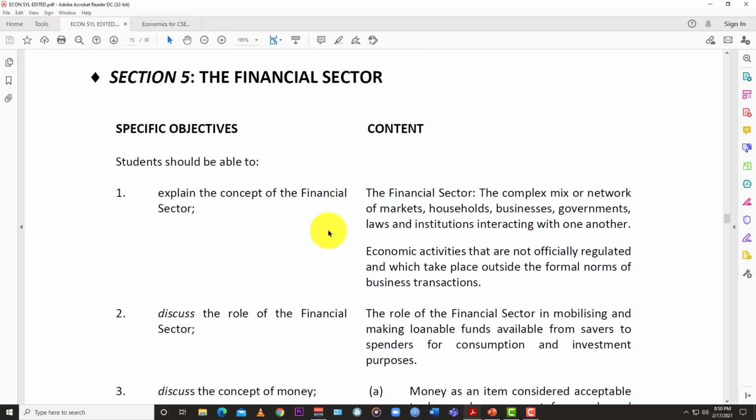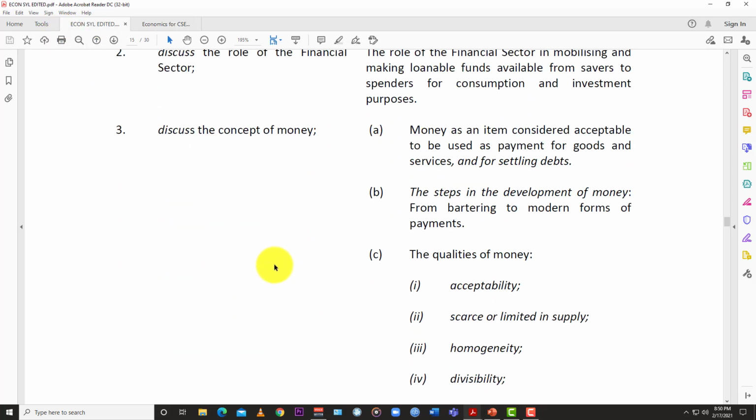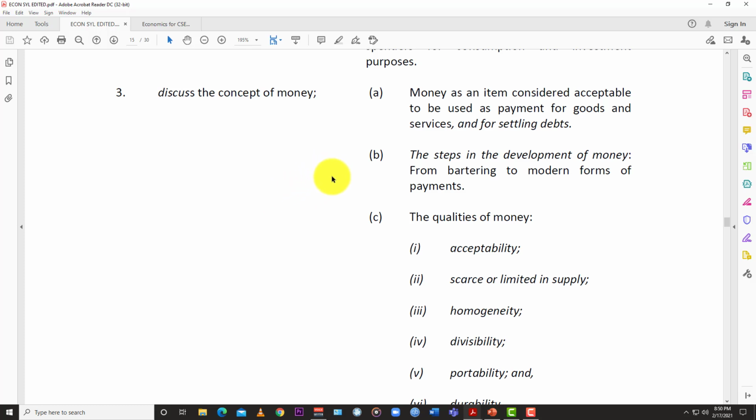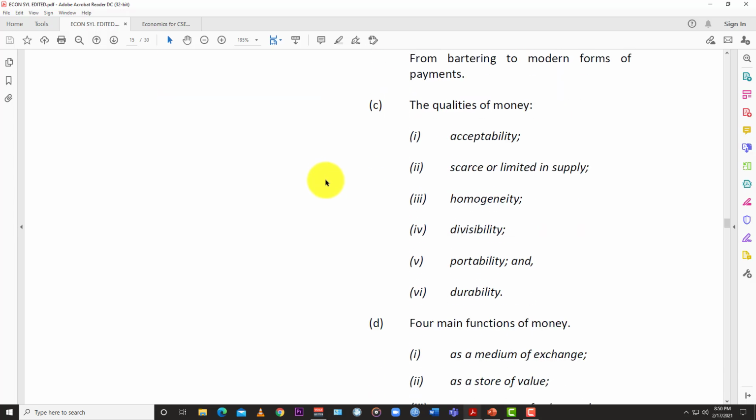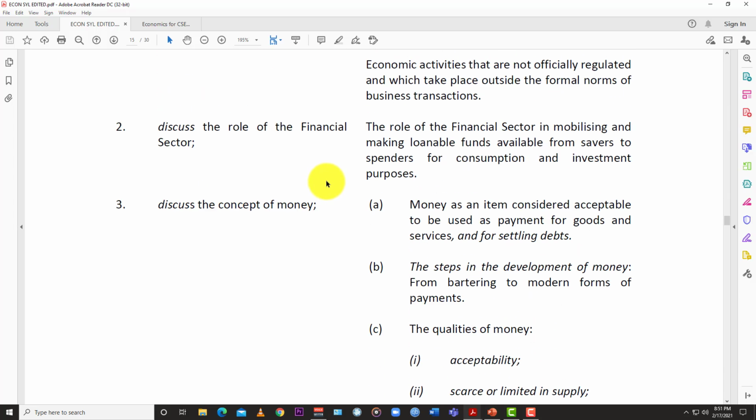So in the next video we're going to look at money. The reason I'm saying it is because money might take a while to explain, because we have different components of money. You have to look at the qualities of money, functions of money, how money was developed. So we're not going to look at it in this video. Next video, we're going to jump into money, the concept of money.